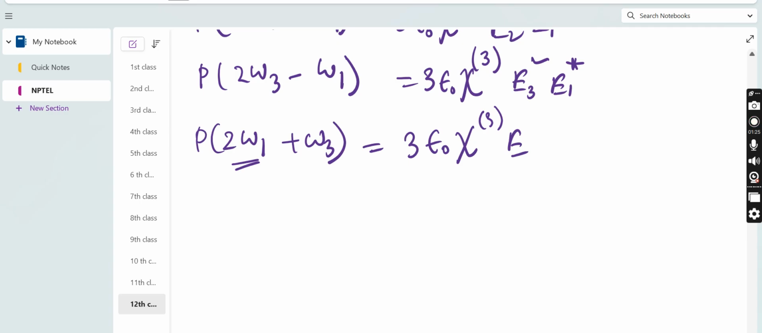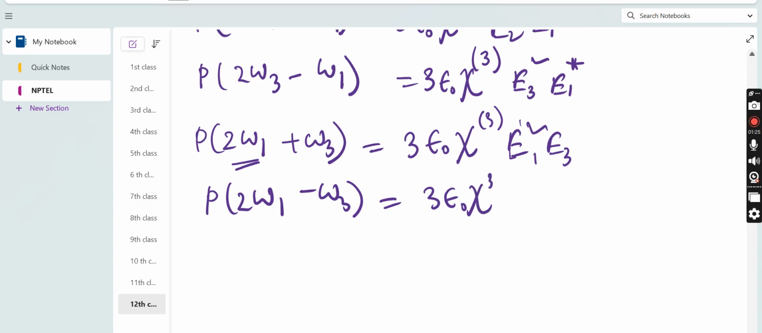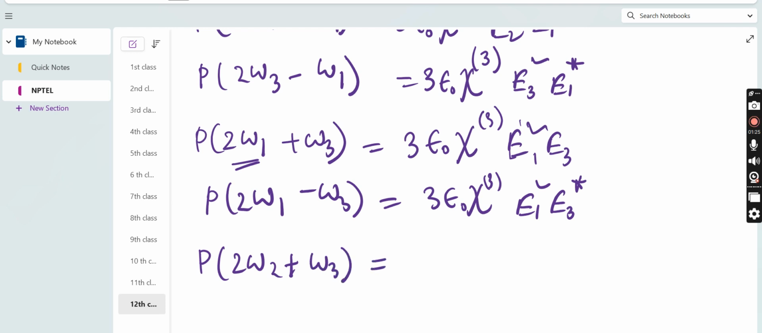So from this term, you also get how the electric field is oriented. So it is E1 square into E3. And when we get to omega 1 minus omega 3, it is 3 epsilon chi 3 E1 square E3 star. Two epsilon naught chi 3 E2 square E3.